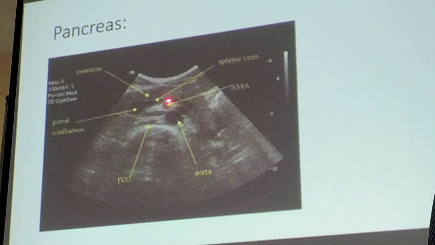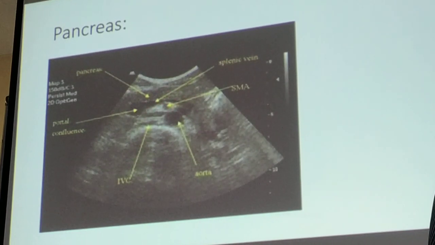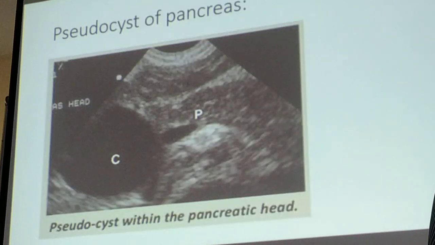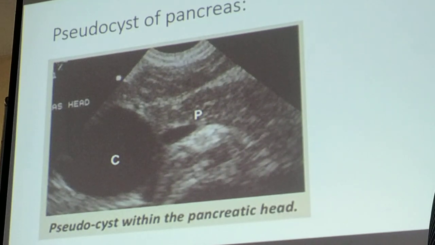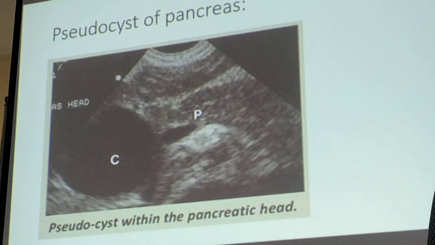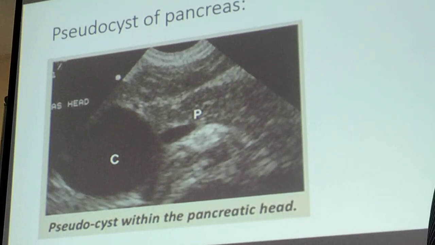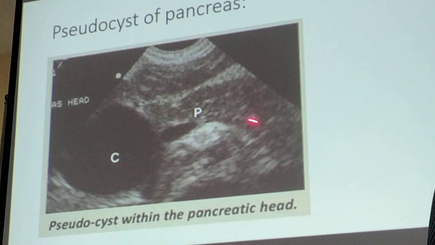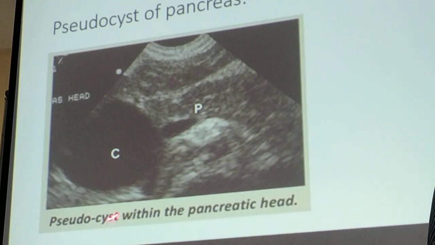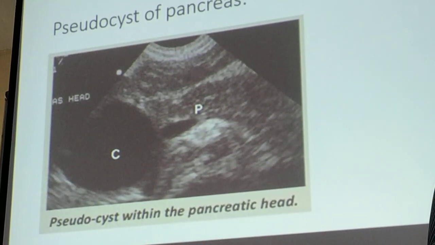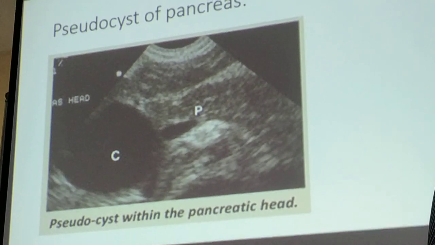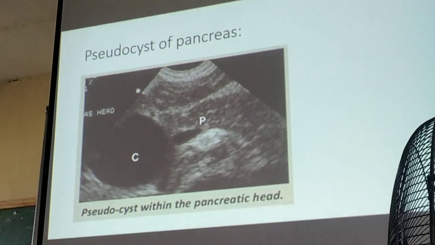Okay, that is your splenic vein, your landmark for your pancreas. But what's important here would be this: the pseudocyst of the pancreas. Usually, the pseudocyst would be seen at the head of the pancreas. There you are, your splenic vein, and there's a huge cyst at the head of the pancreas. So if I'm going to ask you your impression, this would be your pseudocyst of the pancreas.